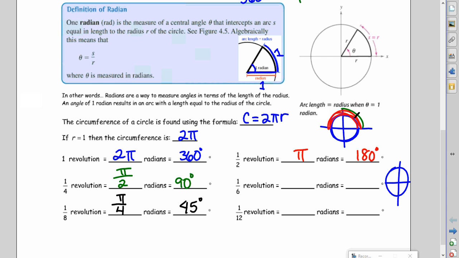If I make my new circle over here and I divide it into 6 parts, 1, 2, 3, 4, 5, 6 parts, then 1/6 of a revolution is 1/3 of the top. The top was pi, so 1/6 of a revolution is pi over 3, which would be 1/3 of 180 degrees, which is 60 degrees.